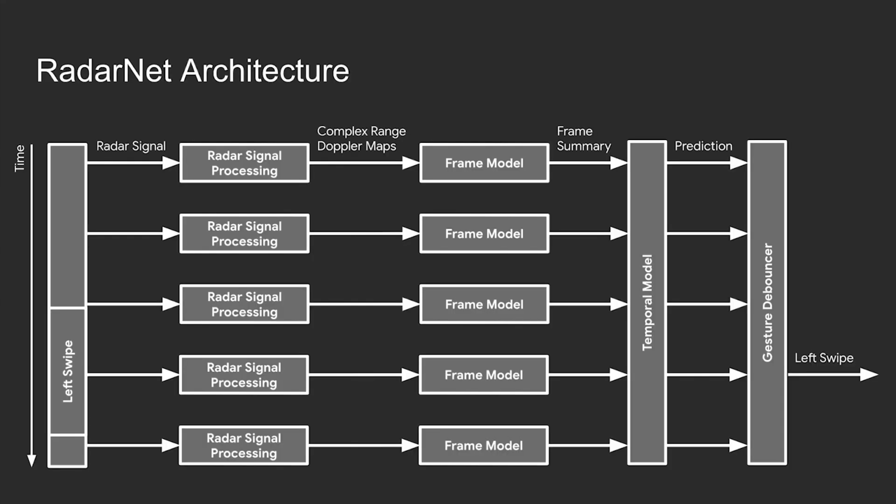RadarNet, our convolutional neural network, is designed to detect gestures with radar signals. The RadarNet consists of a signal processing module, a frame model, a temporal model, and a gesture debouncer. The algorithm outputs three predictions: portrait prediction, landscape prediction, and omni swipe prediction. These predictions detect left-right swipes, up-down swipes, and omni swipe, which is a swipe in any direction.